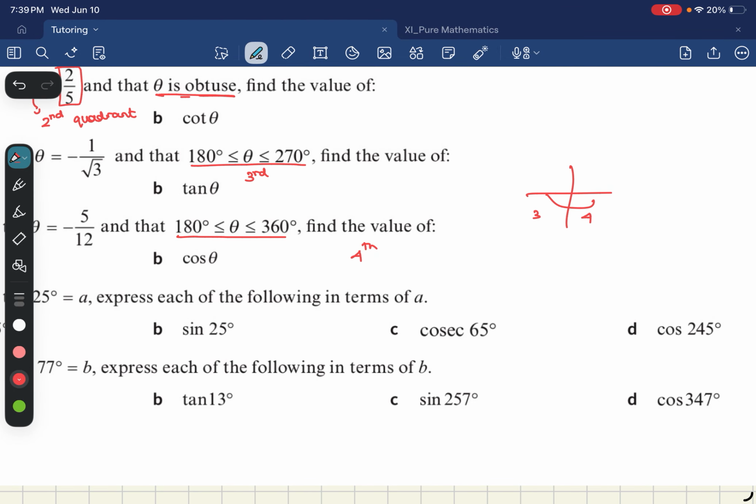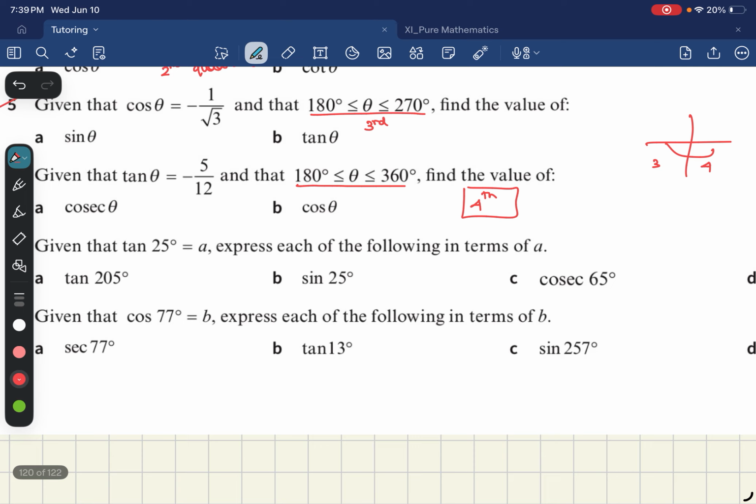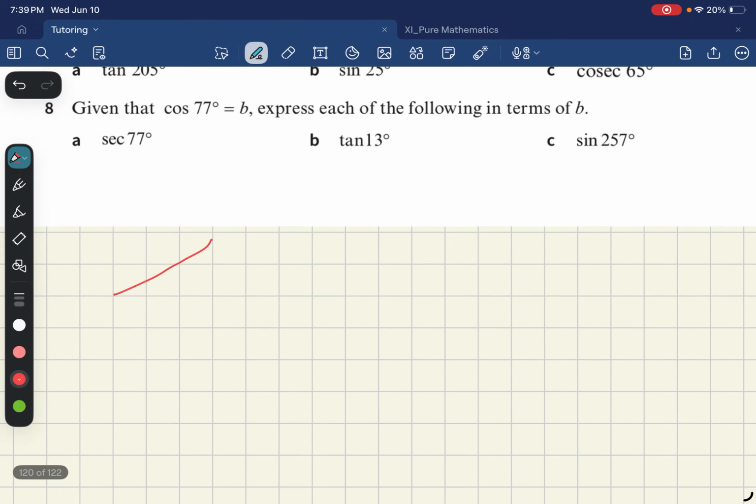So it's actually in the fourth quadrant. Our theta is in the fourth quadrant. So that's what you need to be careful about. Tan is negative. It cannot be the third quadrant because tan would be positive. So it's in the fourth quadrant. And then now you just ignore the value in the negative sign.